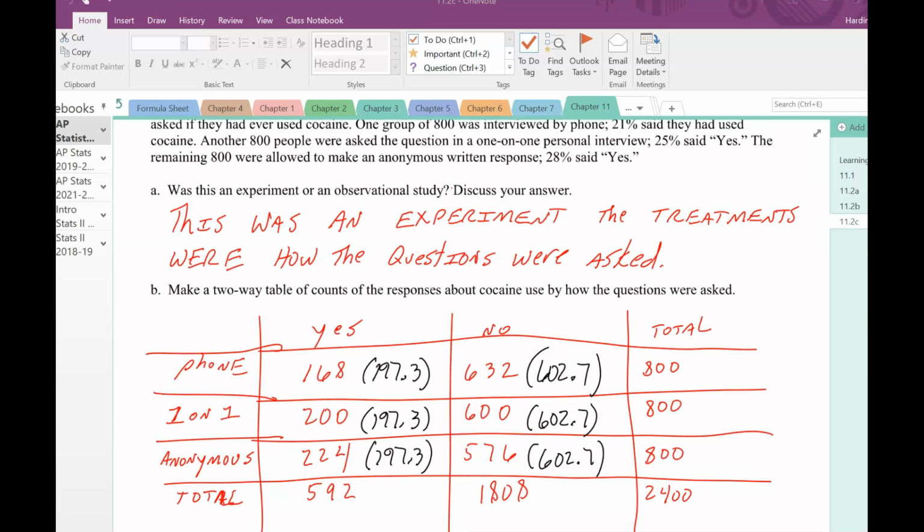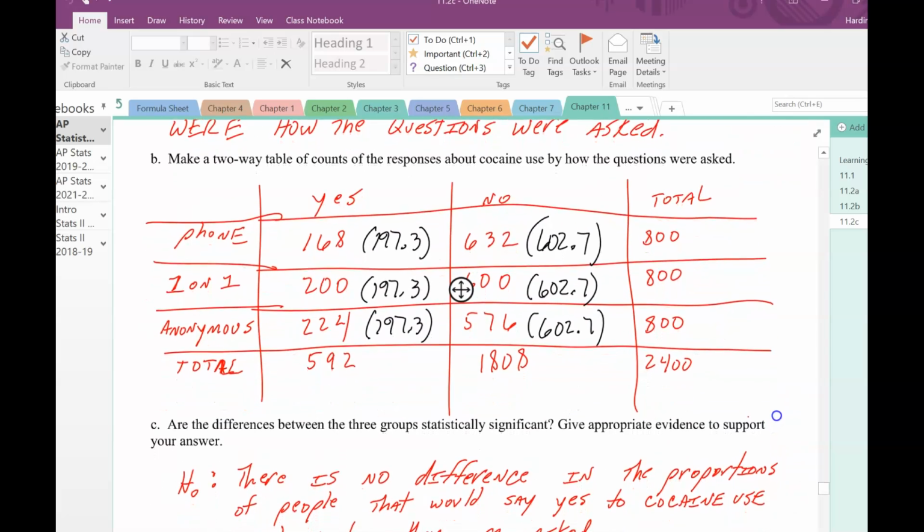Okay, so you should have checked your answer to this question. Was this an experiment or observational study? This was an experiment. The treatment was how the question was asked. Putting together the 2-way table with the observed counts and the expected counts is there. And so for part C, are the differences between the 3 groups statistically significant? Give appropriate evidence to support your answer.